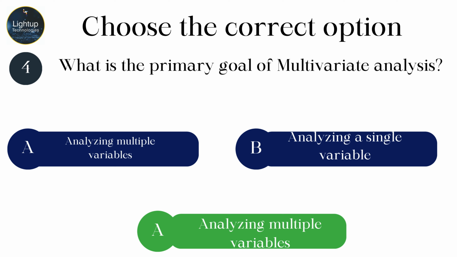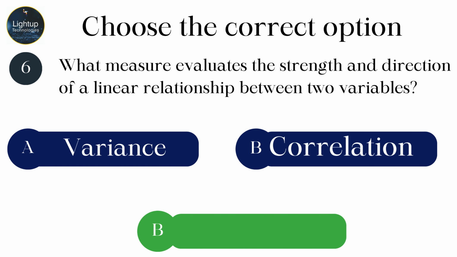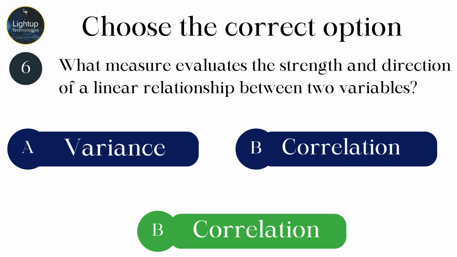What is the primary goal of multivariate analysis? What type of analysis deals with a single aspect or variable? What measure evaluates the strength and direction of a linear relationship between two variables?